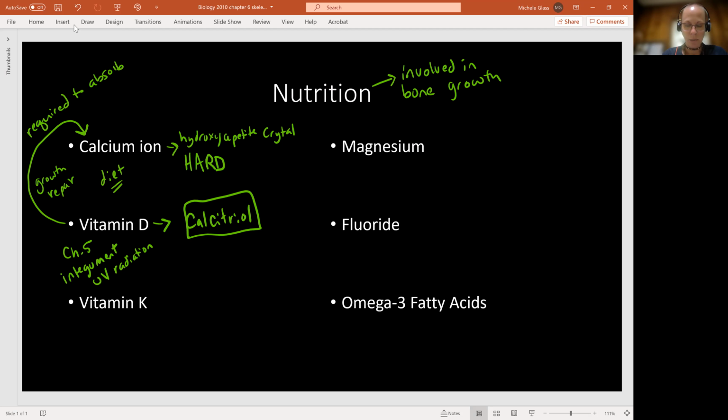Vitamin K is going to be, again, important from our diet. We're getting it also from green leafy vegetables. Vitamin K is going to support bone mineralization. When we talk about mineralization, we're talking about the formation of those hydroxyapatite crystals, which I see I have a typo on.